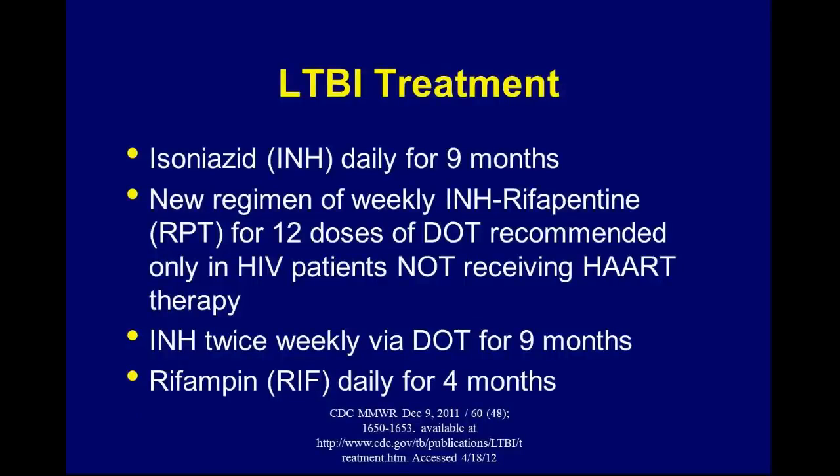So what is the treatment for latent tuberculosis? Something that I do need you to know for your exams. Recommended treatment: isoniazid daily for 9 months, self-administered therapy. There is a new regimen that I need you to be aware of: weekly INH with rifampicin combination. It's only 12 doses, but it has to be directly observed therapy.